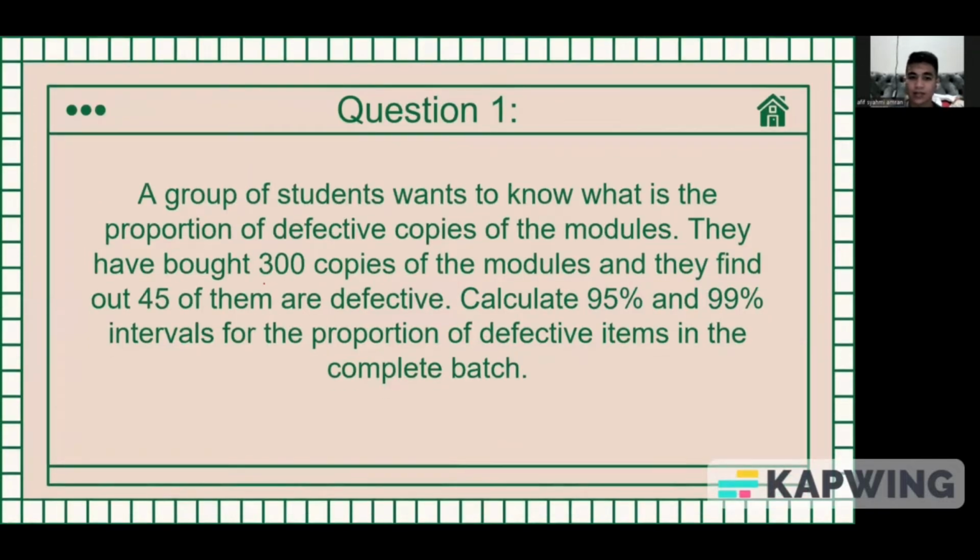First of all, we need to highlight the information that has been given to us, which is 300 copies of the modules, and 45 of them are defective. We need to calculate the 95% and the 99% intervals. But because 95% has been covered by Muhammad Firdaus, I will just discuss the 99% interval.